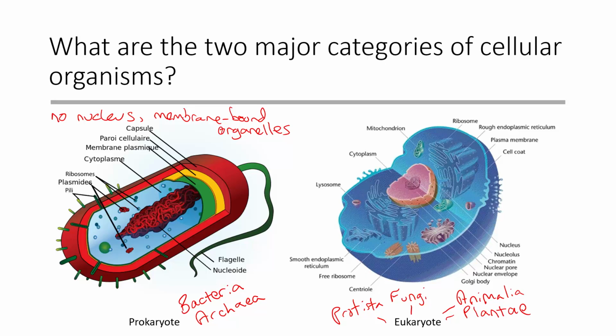So that's just an overview and kind of idea of the difference between prokaryotic organisms and eukaryotic organisms. At the end of this module, you will have to take a test. So you should take some notes on the major differences. So remember, prokaryotes, they don't have a nucleus and they don't have membrane-bound organelles. Eukaryotes do. Prokaryotes include bacteria and archaea, while eukaryotes include Protista, fungi, Animalia, and Plantae.